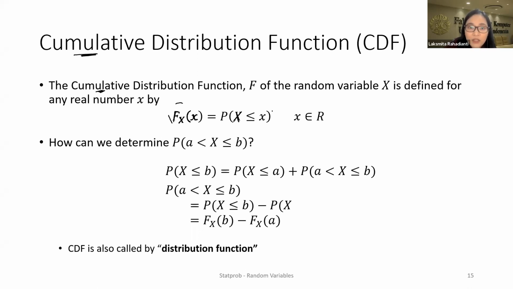So I forgot to start recording, I'm sorry. So the cumulative distribution function is everything up until a certain value, small x.